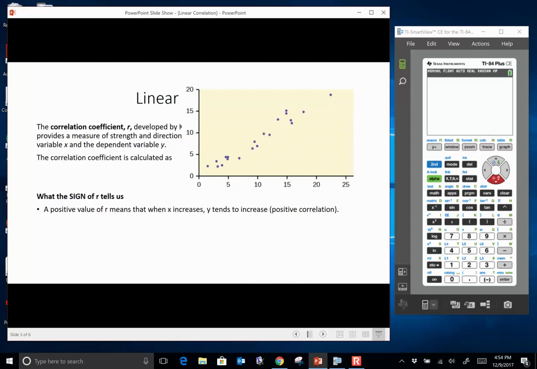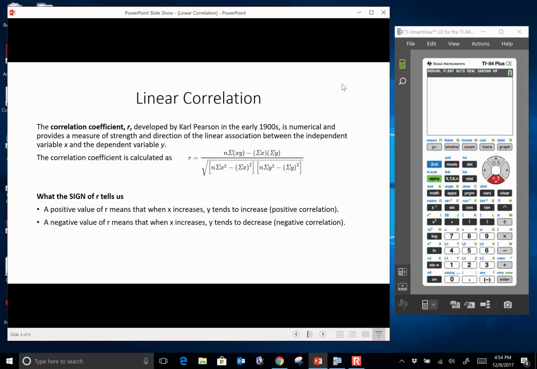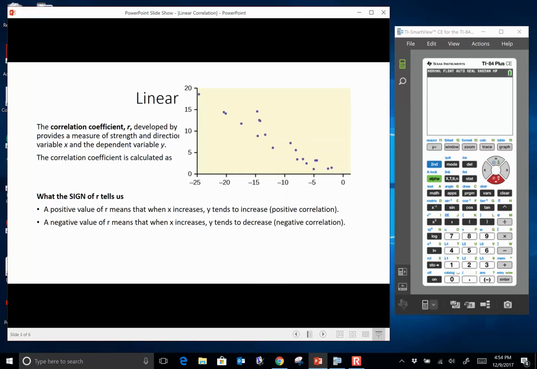I showed you an example of that at the beginning. This is the example. As you can see, as the X values increase, the Y values increase, and it goes up in this positive pattern. A negative value of R means that when X increases, Y decreases, or a negative correlation like I showed you in this example. As the X's are increasing, the Y's are decreasing.